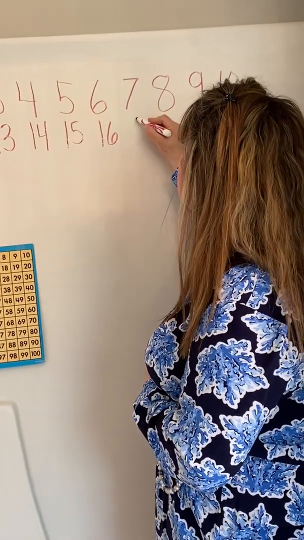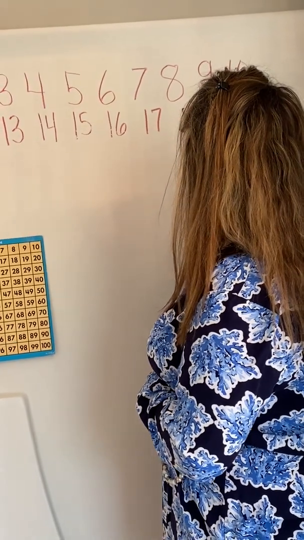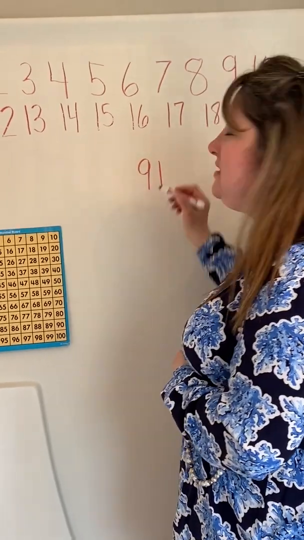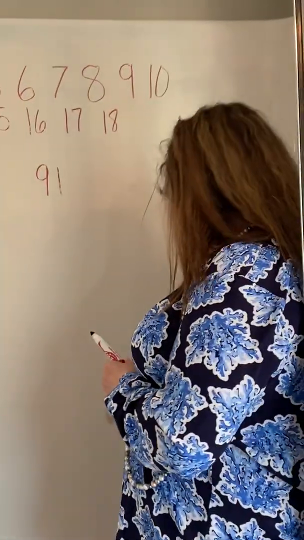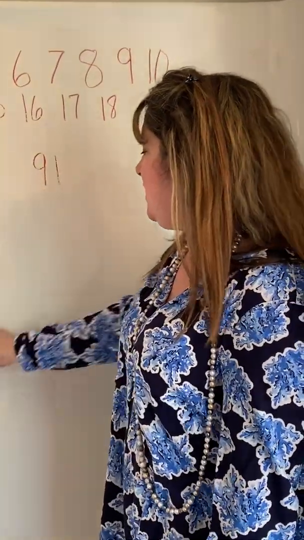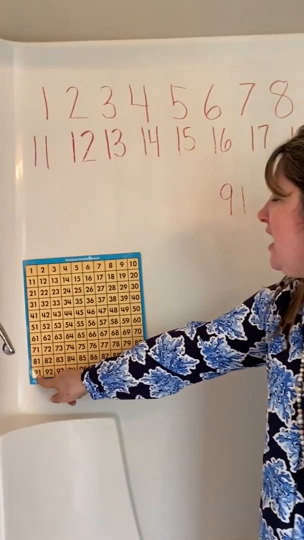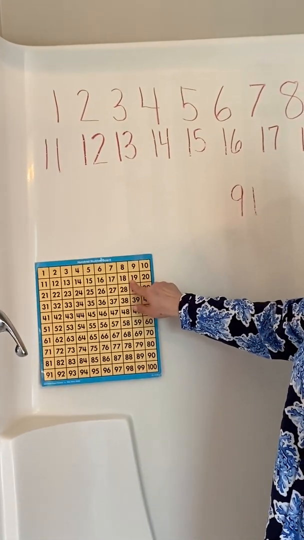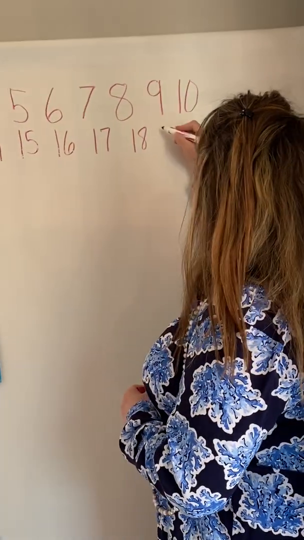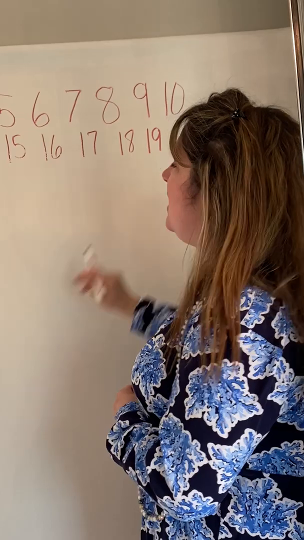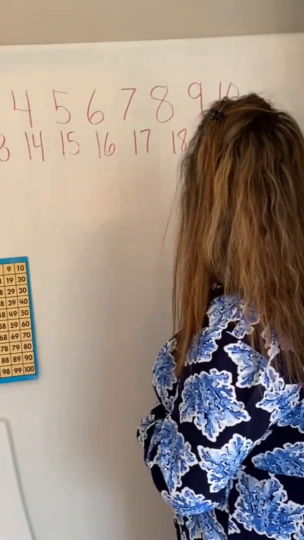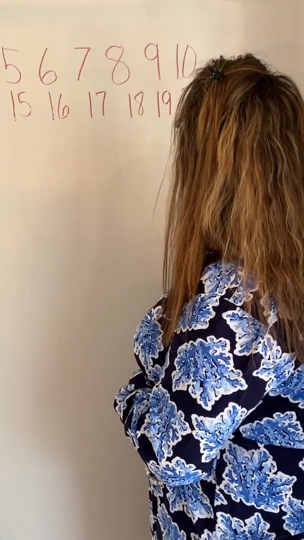16, a 1 and a 6, 1 and a 7, 1 and an 8, 19. Is that right? No, we've gone over this to where you should know this is now 91. See it way down here at 91. 19 should be a 1 and a 9. It's way up here. So it is 1, 9. And then what comes after 19? 20. 2 and a 0 is 20.